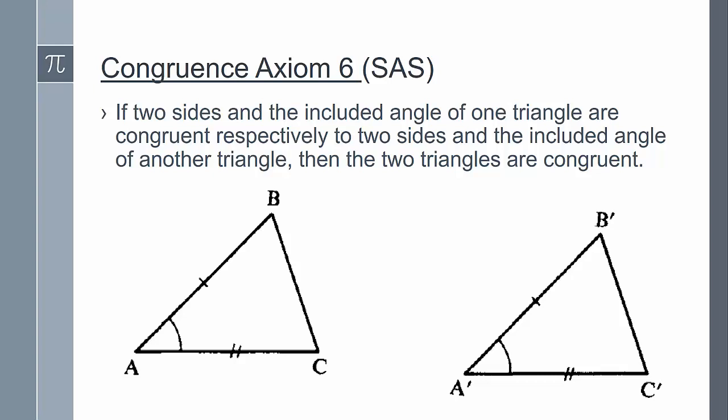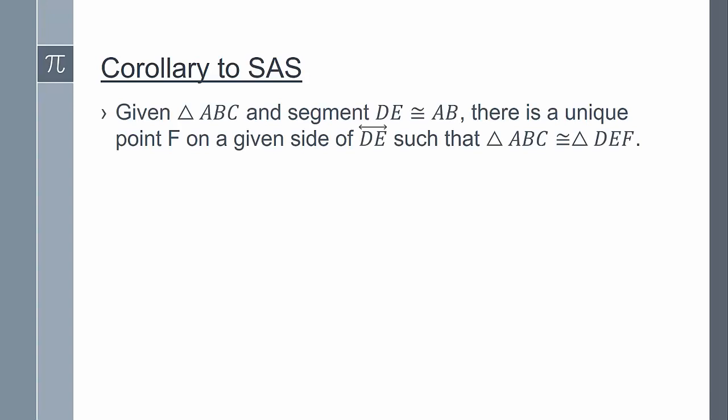This side angle side criterion for congruence of triangles is a profound axiom which actually allows us to deduce all the other basic results about triangle congruence that you're probably familiar with from high school. This next result is a corollary to the side angle side axiom. Given a triangle ABC and a segment DE that's congruent to segment AB, there's a unique point F on a given side of line DE such that triangle ABC is congruent to triangle DEF.